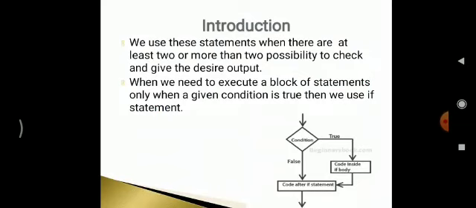The principal logic behind this control statement is shown in the flowchart on the screen. As you can see, the condition is tested, and if the condition is true, the statements in the block are executed. And if the condition is false, the statements inside the block are skipped and the statements after are executed.